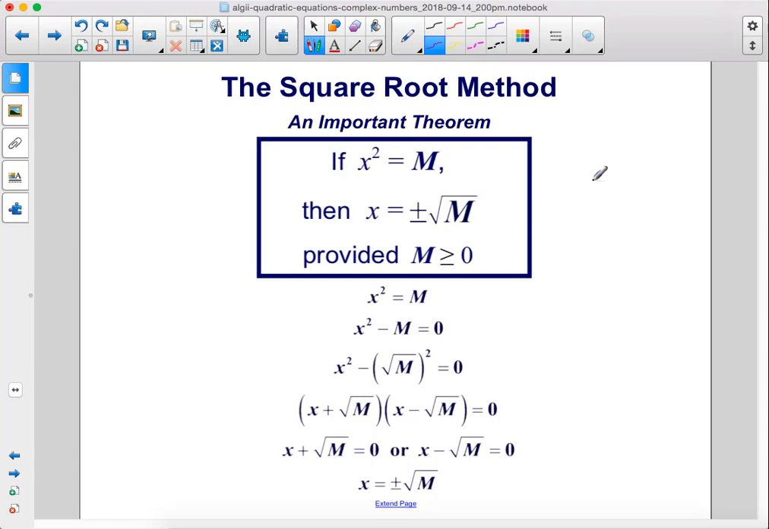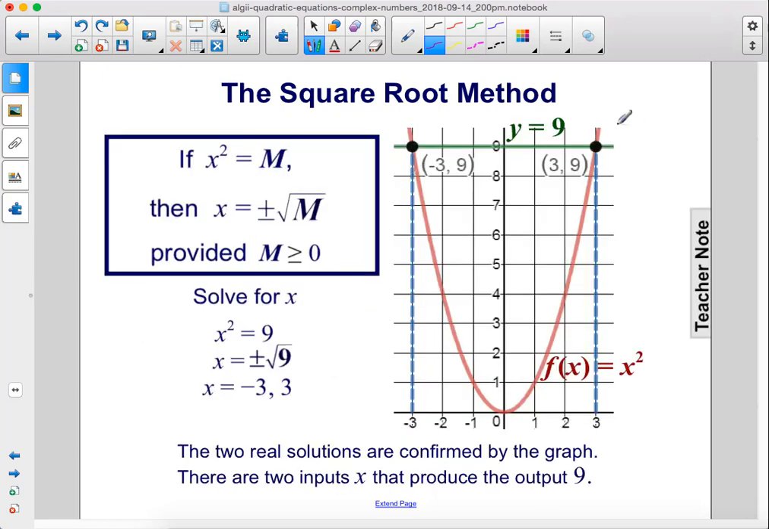The square root method. An important theorem is if x squared equals m, then x equals plus or minus the square root of m, provided that m is greater or equal to 0. And here is a proof that shows that. Alright, so here's an example.